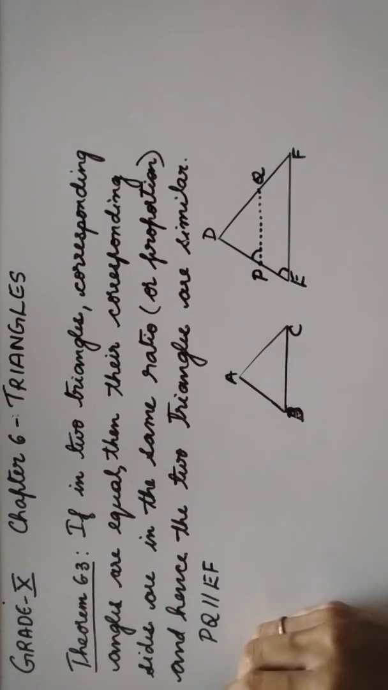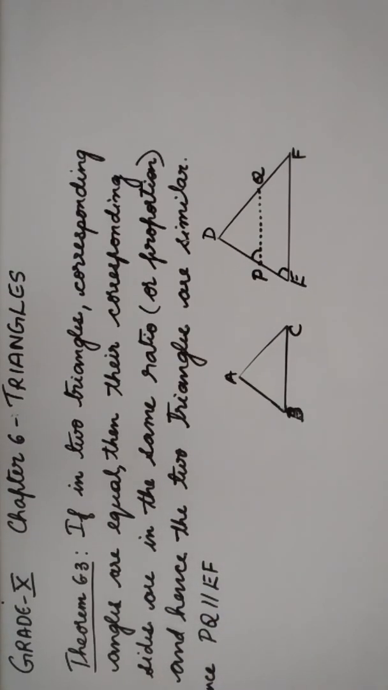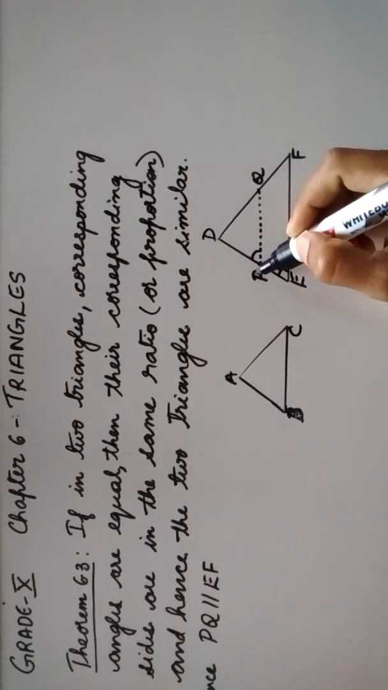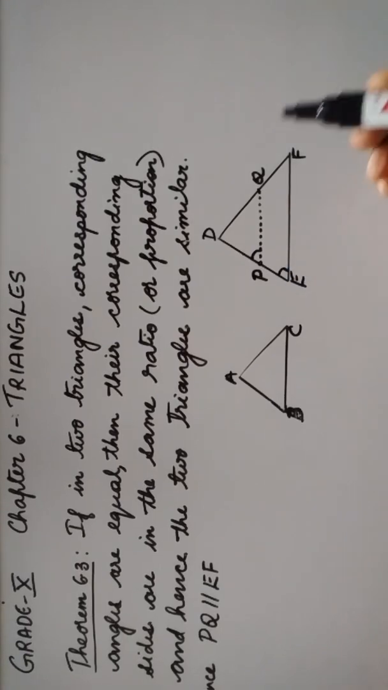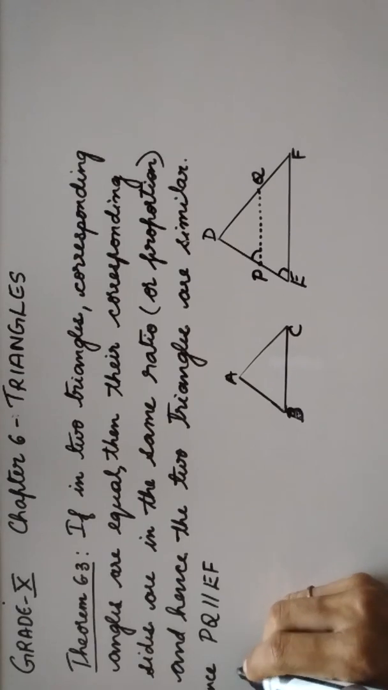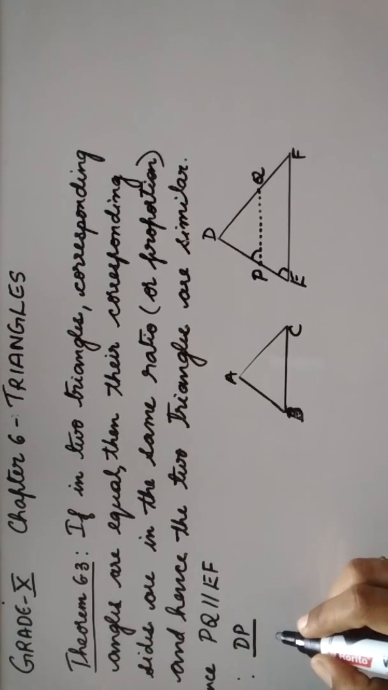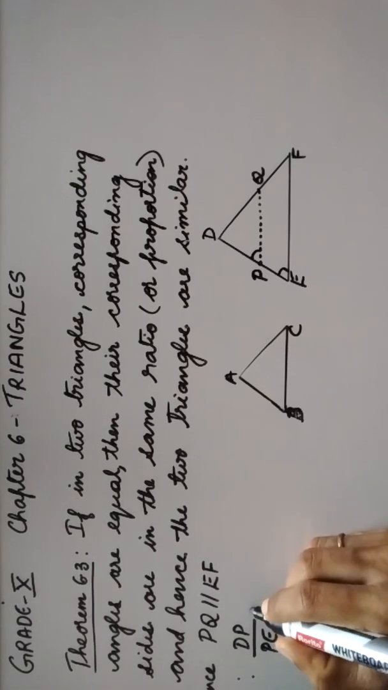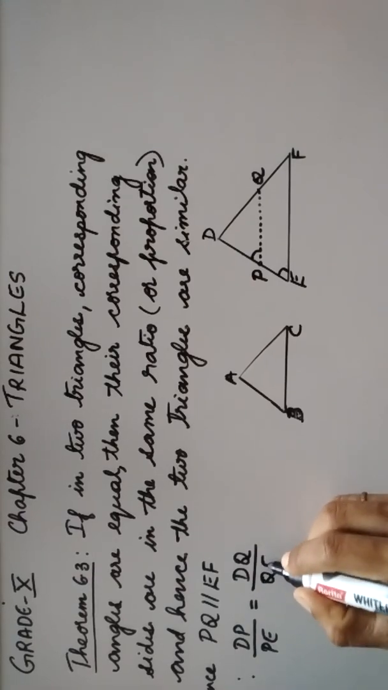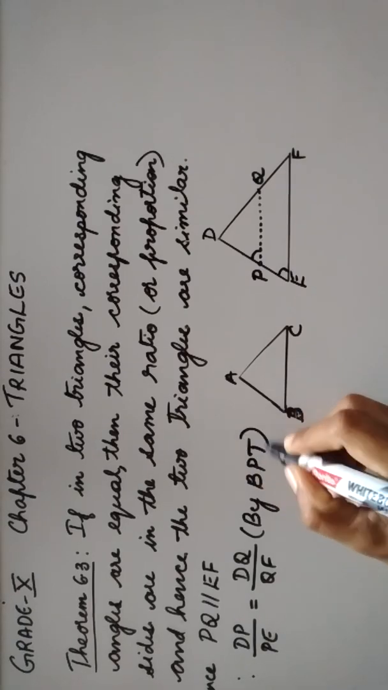Now, since PQ is parallel to EF, by BPT, we can say that DP by PE is equal to DQ by QF. Therefore, DP by PE is equal to DQ by QF. That is by BPT theorem.